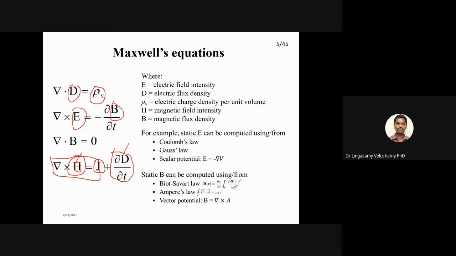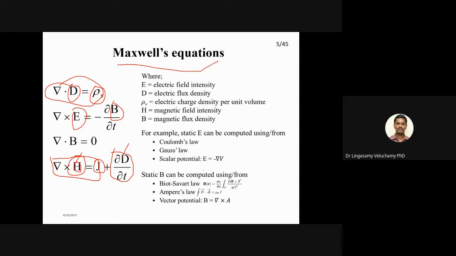Otherwise, if it stops at one phenomenon, then you will have a static field, not a dynamic field or electromagnetic wave. If one phenomenon alone is happening, it will become an electrostatic field. So if the wave wants to propagate, then all these phenomena will happen. That's what Maxwell's equation says.